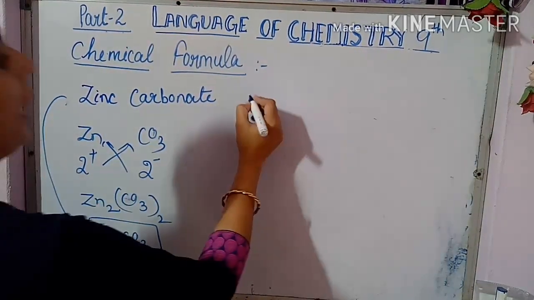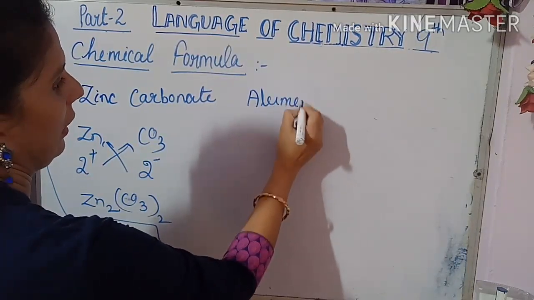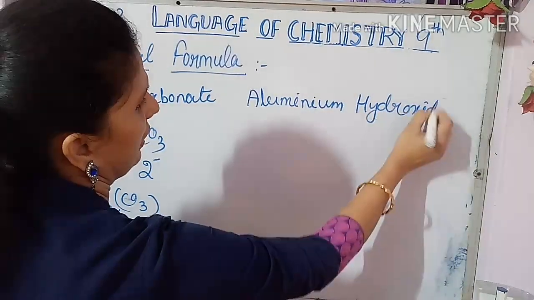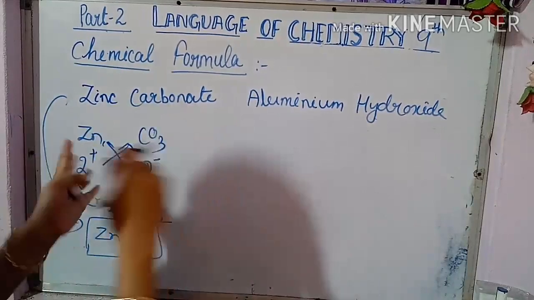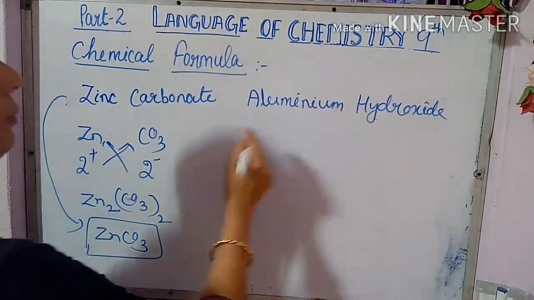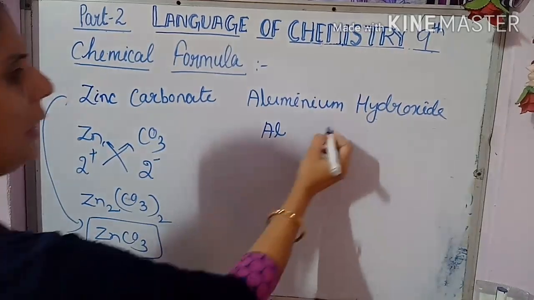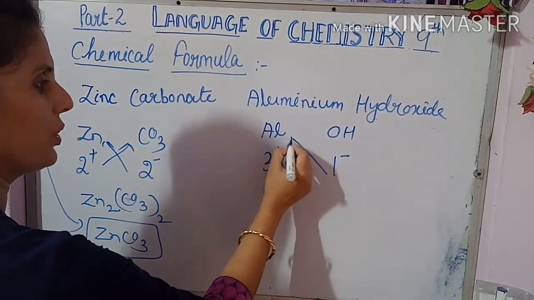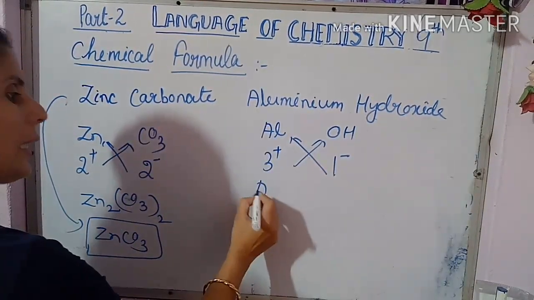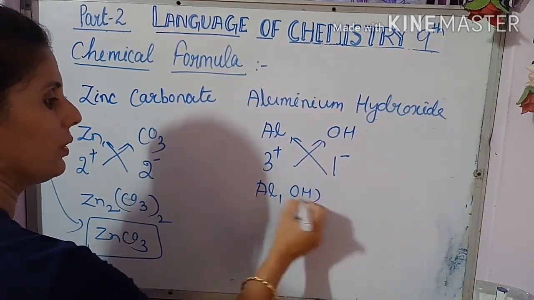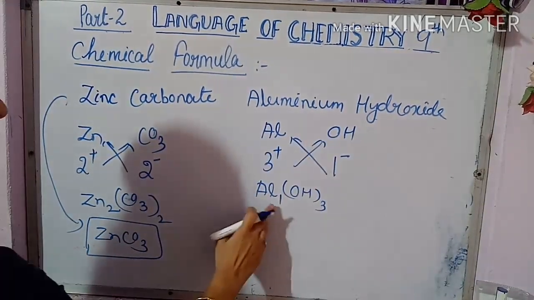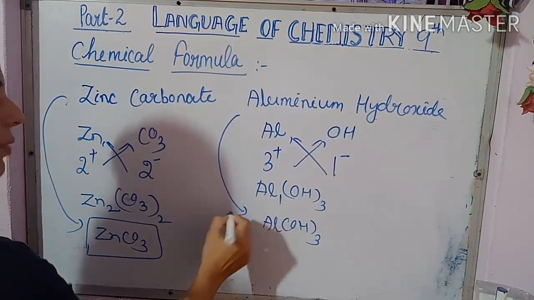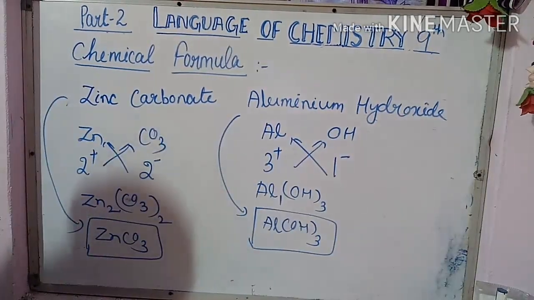Now I will take another one, aluminium hydroxide. Anything you can take. You can take also like this, any positive, any negative. You can combine any positive, any negative. So aluminium hydroxide. What is the symbol? Al. Hydroxide, OH. So aluminium 3 plus, OH 1 minus. Same procedure you follow, exchange the valency. So you will get aluminium 1 OH, that is the bracket 3, because 3 will go to OH. Now no need to write 1. So you will get Al(OH)3. This is your final formula of aluminium hydroxide, Al(OH)3.